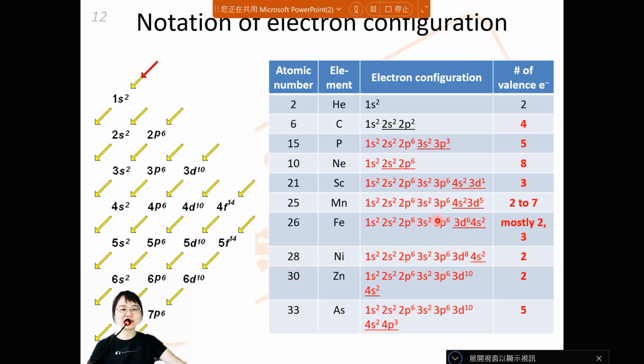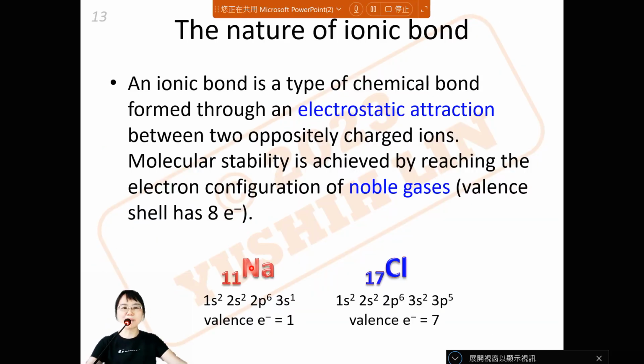This complication comes from the fact that these two orbitals, 4s and 3d, have rather comparable energy levels. And the energy level may change depending on how many electrons are filled into this orbital. So you see sometimes one is higher, sometimes the other is higher. At the end of the transition metals, it follows the regular rule. Again, that's arsenic. Now we talk about bonds.